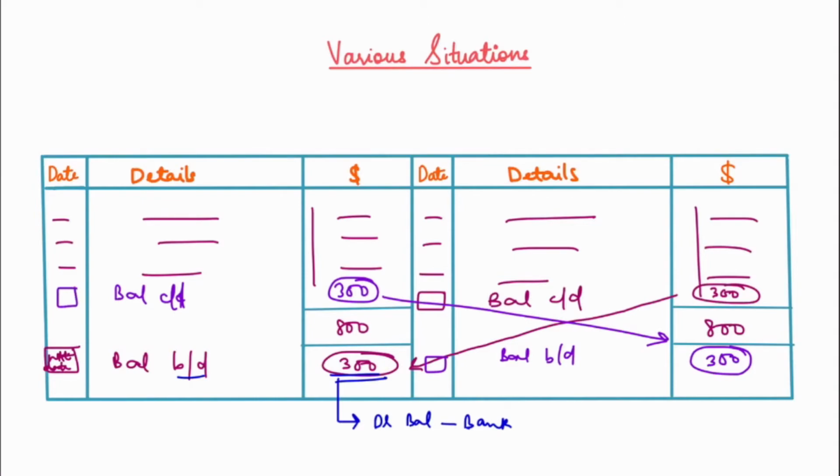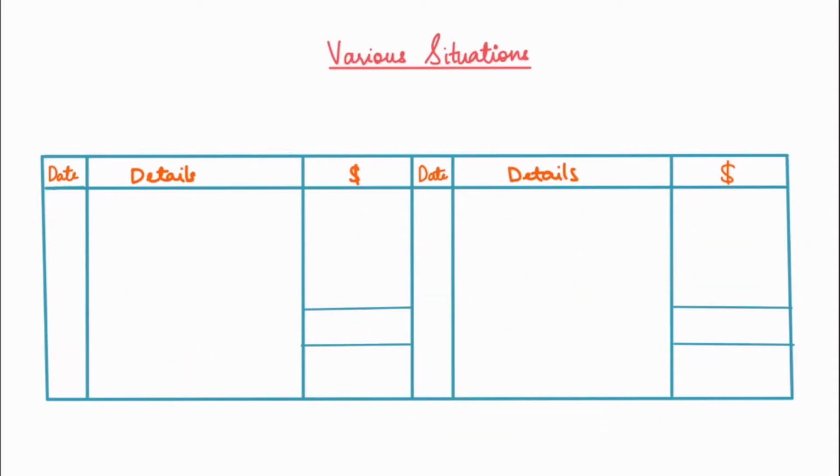Now let's see what this represents. This represents a credit balance in the account, and if it would have been a bank account, then it would show that the business owes money to the bank. That means the business has to pay money to the bank. It is on credit.